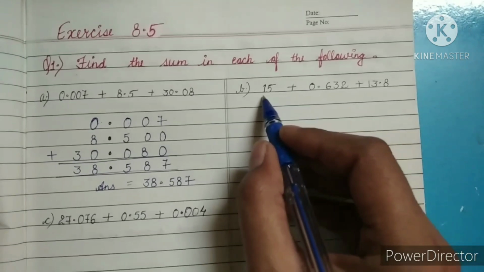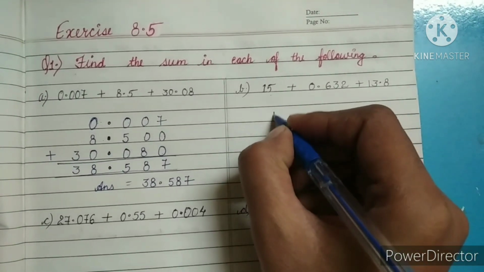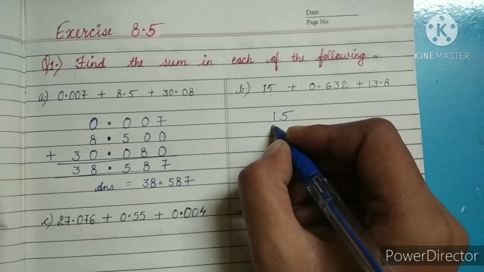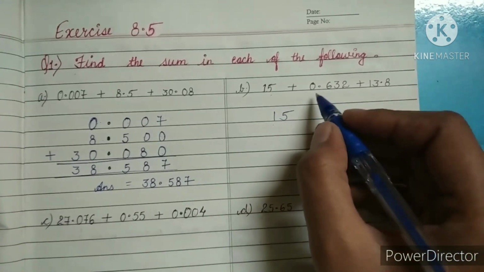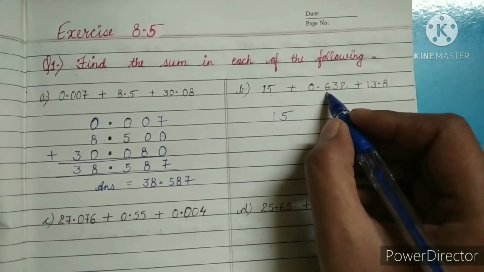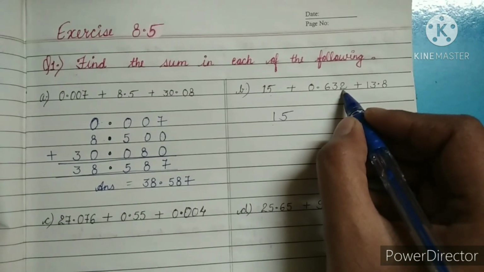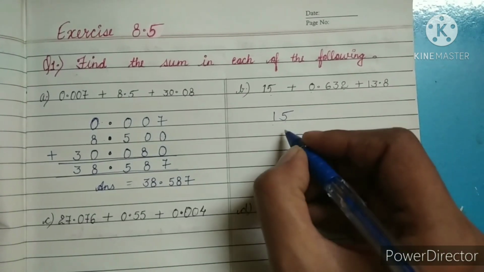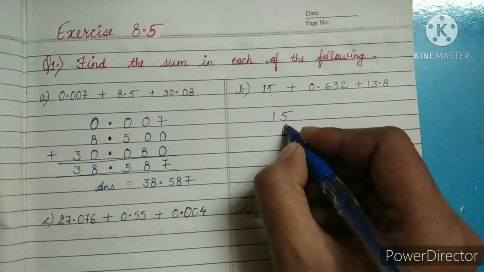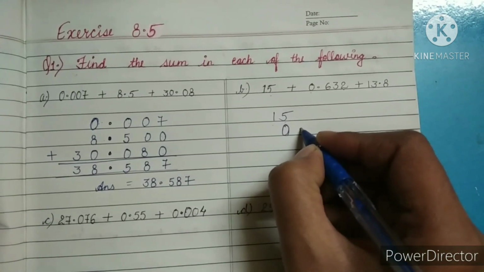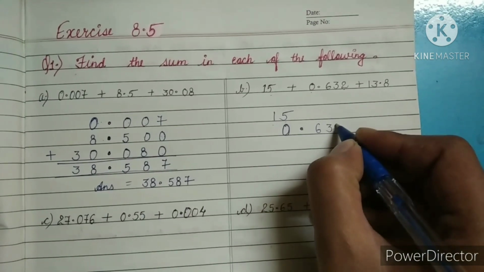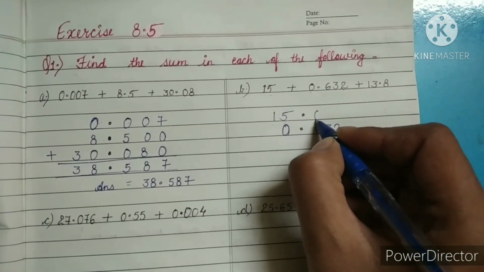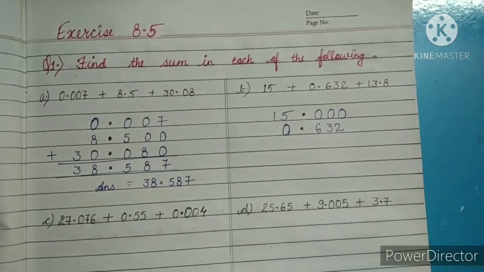Its B is 15. In 15 we don't have any decimal value, so 15 will go like in this form. 5 is on the ones place, 1 is on the tens place. Okay. Now second value is 0.632. Okay. So here 0 on the ones place. Here 5 is on the ones place. It means 0 will go below the 5. Okay. Here. Now decimal will come and 632. In 15 we don't have any decimal value. It means after the decimal 0, 0, 0 will be there.